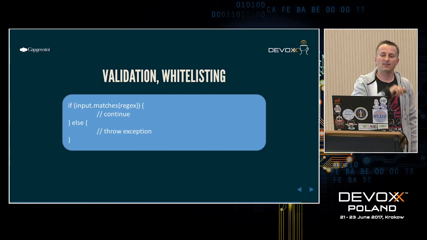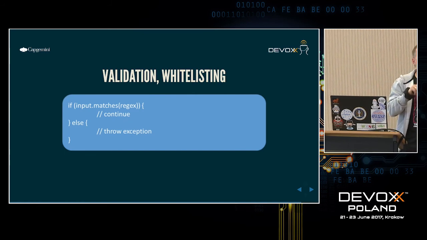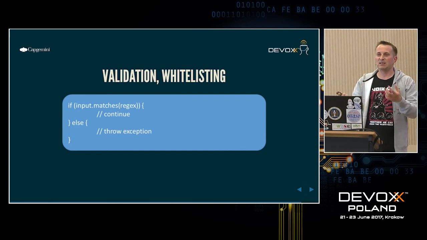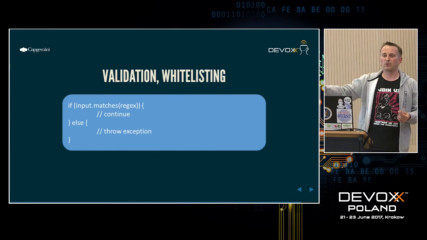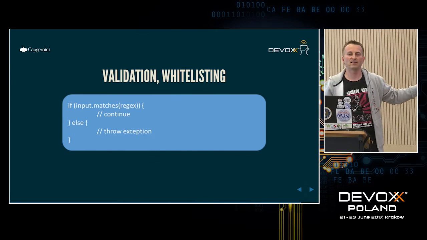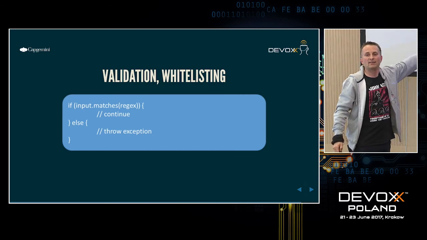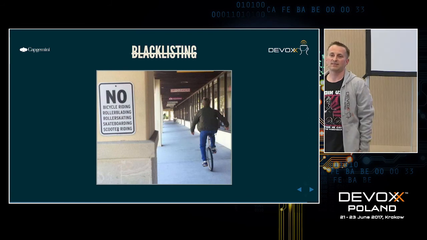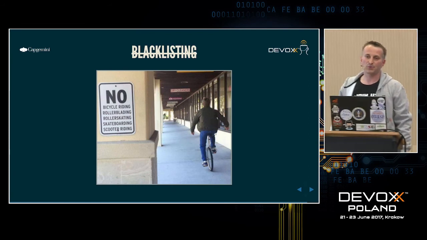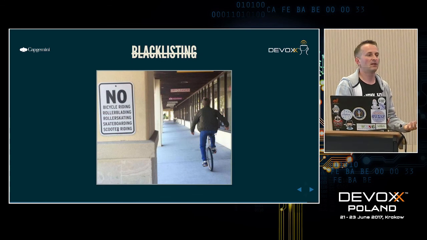And then there is validation and whitelisting. If something matches the exact input you expect, then it is okay. You can continue with the flow, but if it does not, you stop right where you are. This is called whitelisting, and it works. What does not work is blacklisting. It does not work for obvious reasons. There will always be things you have not thought about.